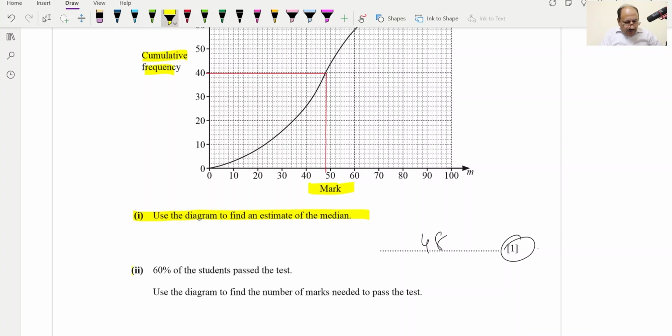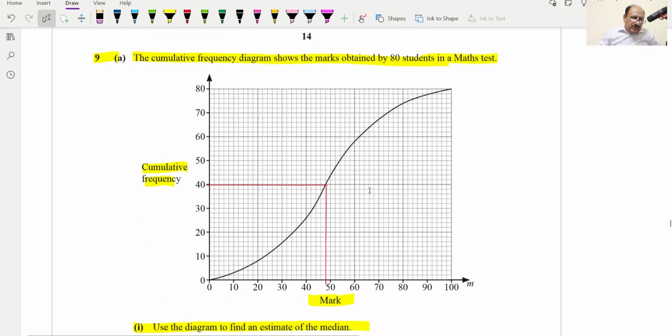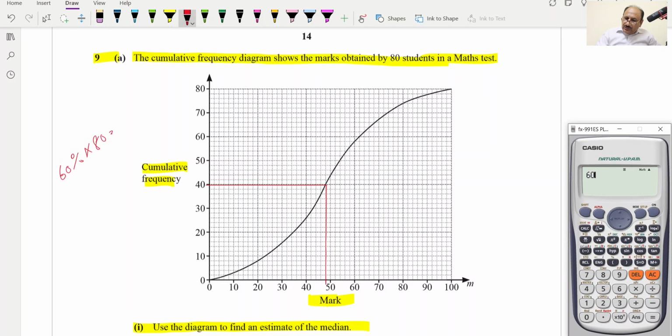Then for the second part, 60% of the students pass the test. Use the diagram to find the number of marks needed to pass the test. So 60% passed the test. 60% of 80, the total is 80, so we calculate 60% of 80, and this is equal to 48.